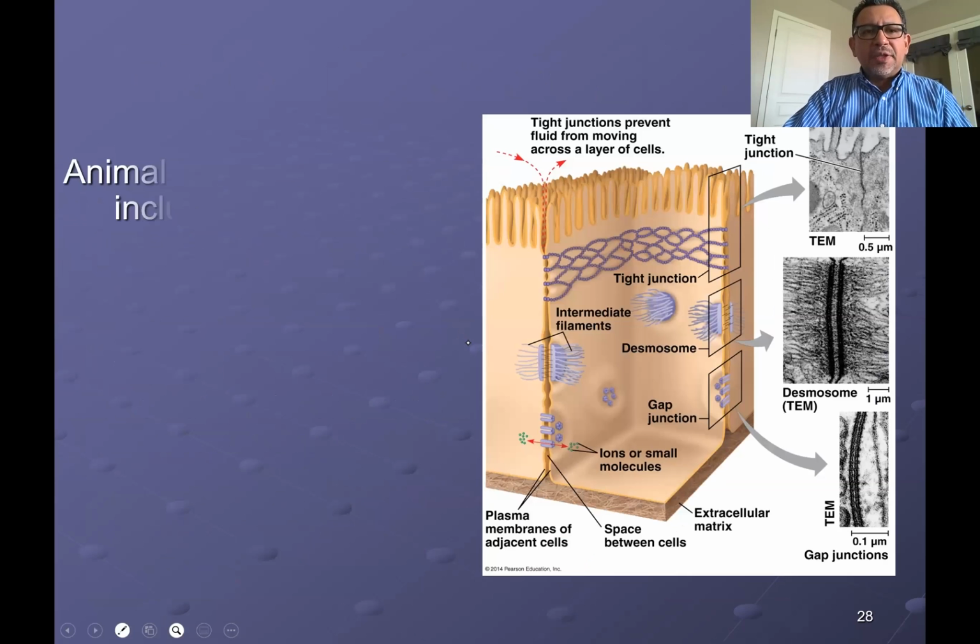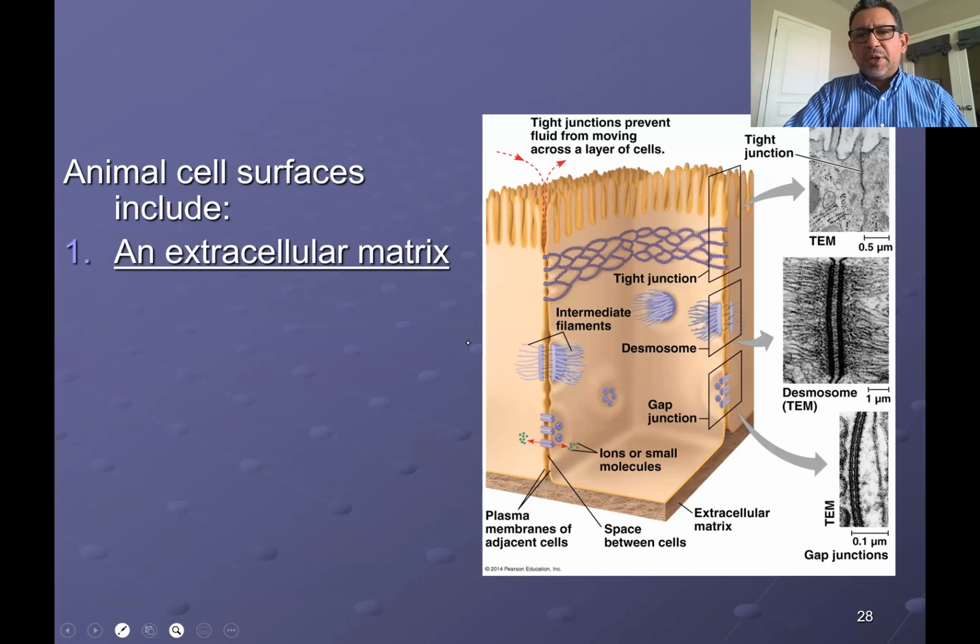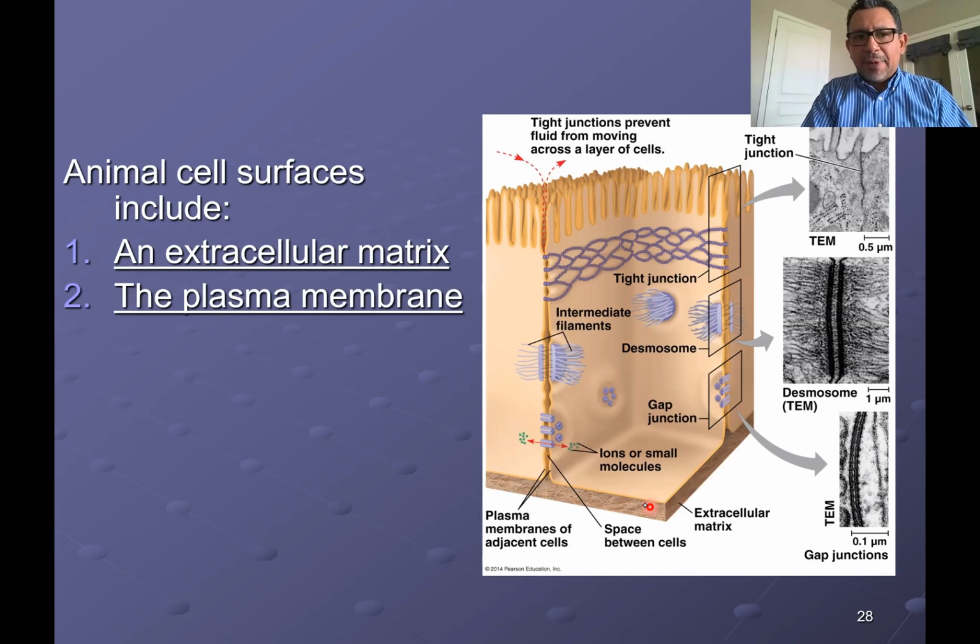Let's take a look at animal cells. Surfaces are going to include on the outside of the cell something called the extracellular matrix. This extracellular matrix many times is going to be made of proteins that again help cells find a place where they can stay anchored. And the extracellular matrix in some cases can be a dense kind of tissue like bone or cartilage. Then animal cells also have a plasma membrane or cell membrane.